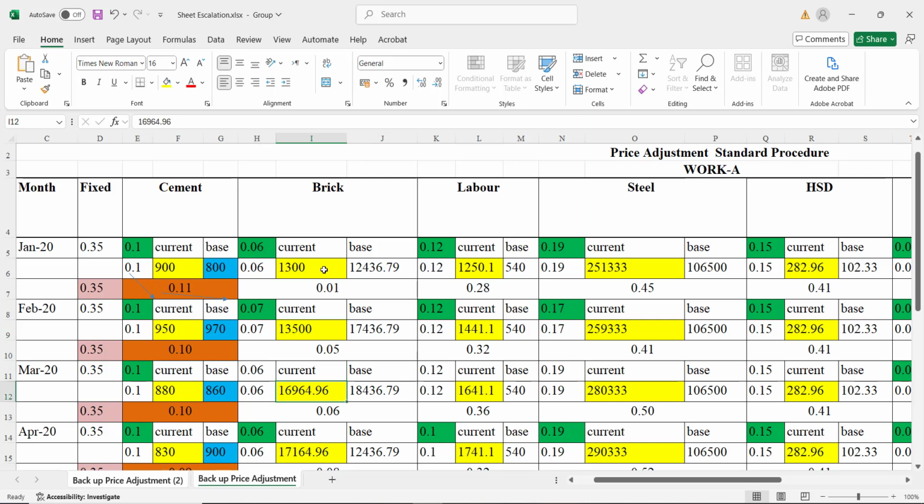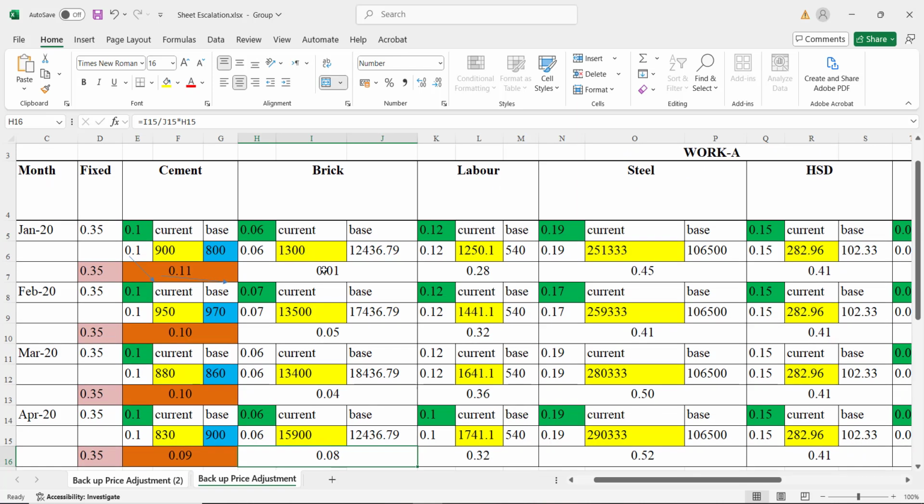Suppose this is 13,400. This is 15,900, okay. So these we have to put here. Then other things you don't need to disturb. I will share the sheet if someone wants this one.